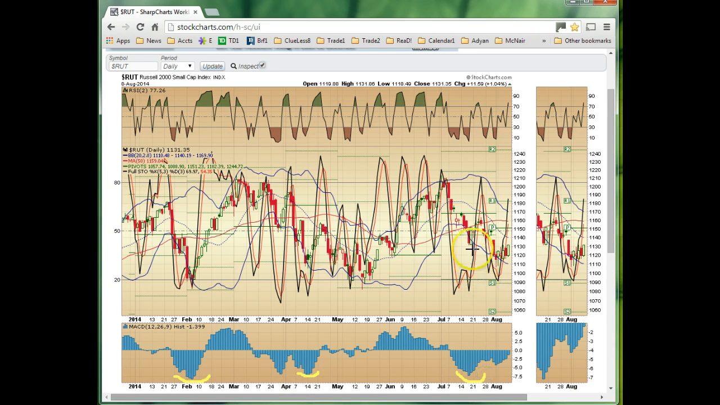Now keep in mind that the histogram hit -7.5. That's incredible, but that was back around July, the third week in July. Since then we have had a positive divergence. Look at this positive divergence, yet the Russell 2000 from that point has actually come down, retested the lower of the Bollingers, in this case the real Bollinger, and we have bounced.